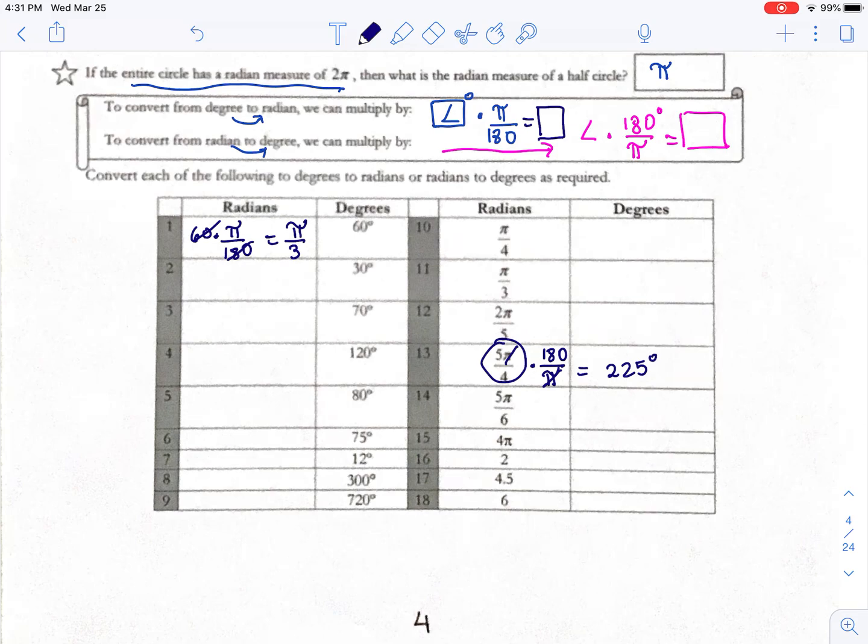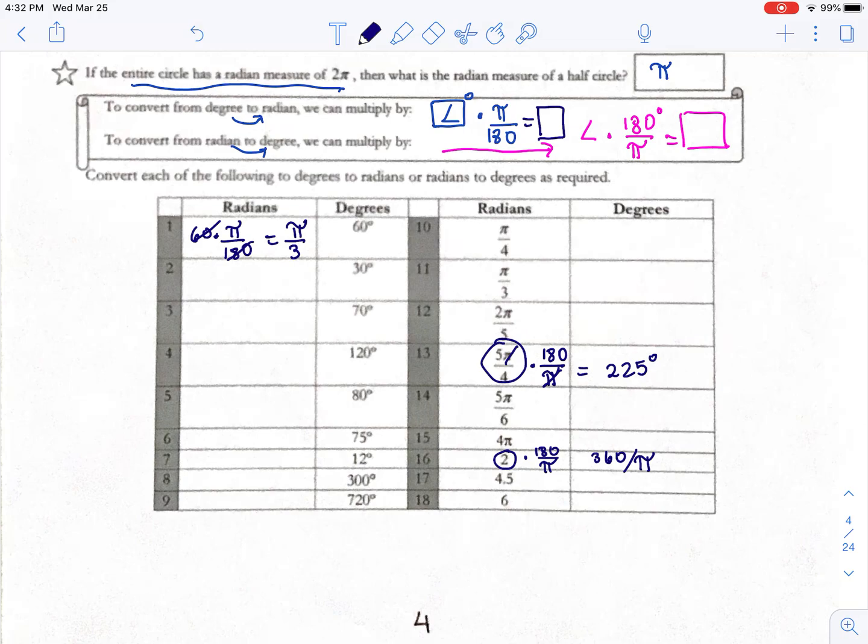Okay, we want to be careful, I would say, on values like this where they're asking you to convert a radian measure that doesn't have any pi in it to degrees. Remember, you're still multiplying by 180 over pi. This time you just don't have a pi to cancel out, so it's 360 divided by pi. Actually, we'll just leave it for now: 360 over pi.